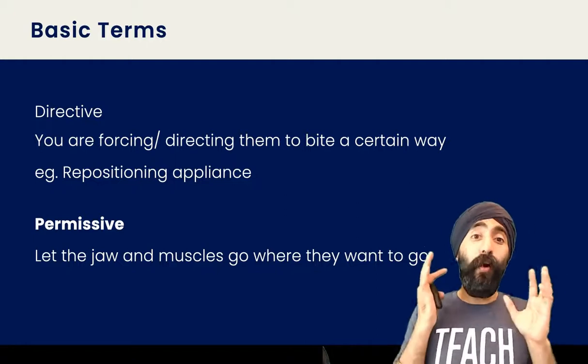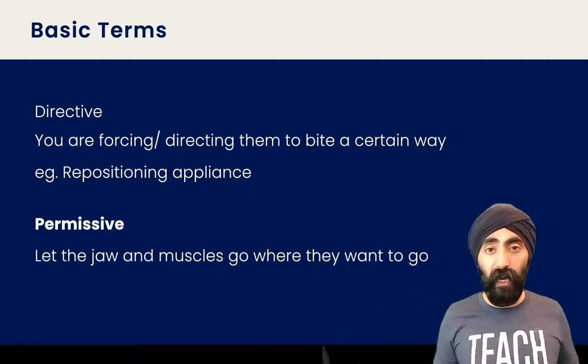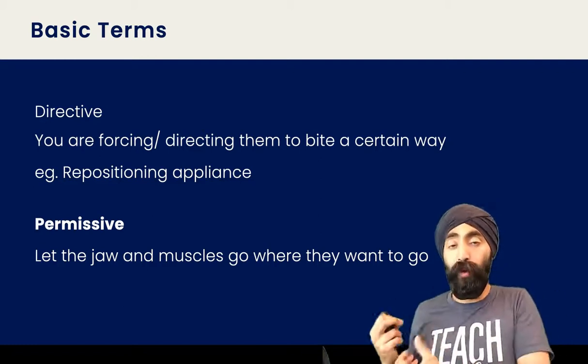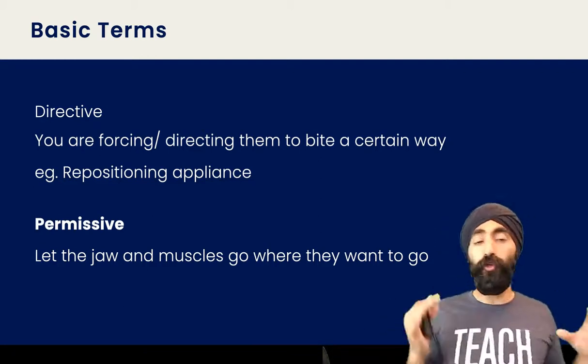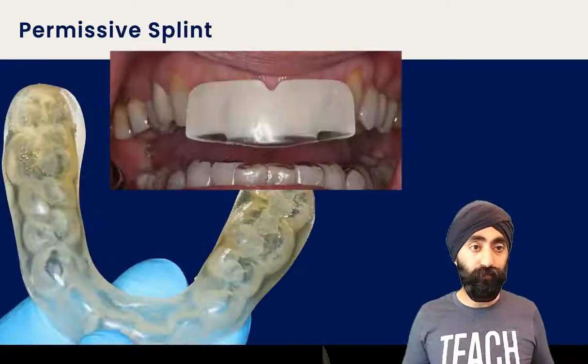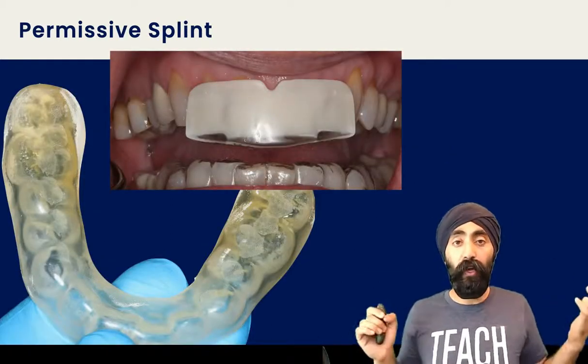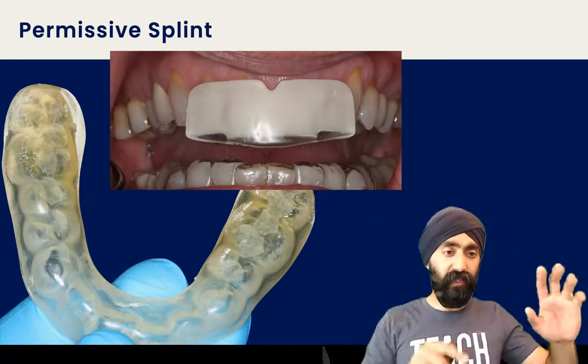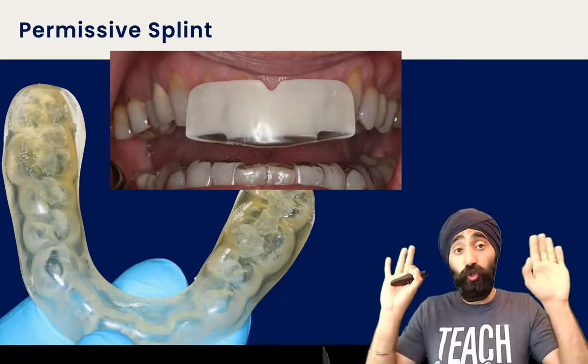The one that you are more than likely going to be prescribing 99% of the time is a permissive splint. They don't guide the jaw in a specific place. The jaw and the muscles decide where they want to go themselves. So these are a couple of permissive splints, okay? The soft bite guard that you see with the lovely wear sets is a permissive splint. It's not forcing your jaw in any position.